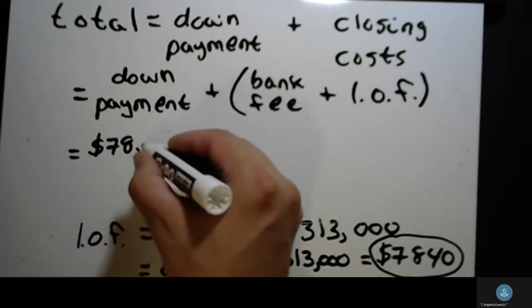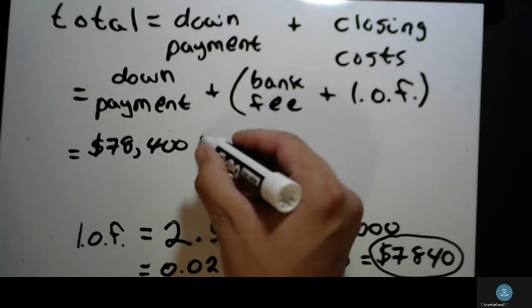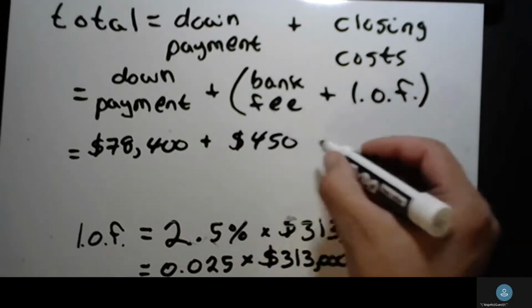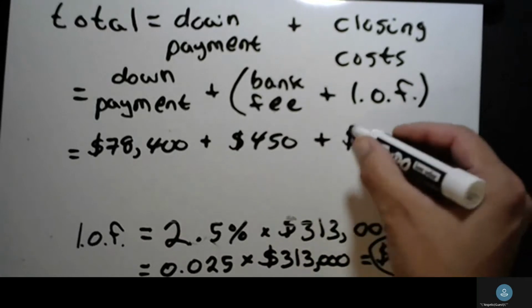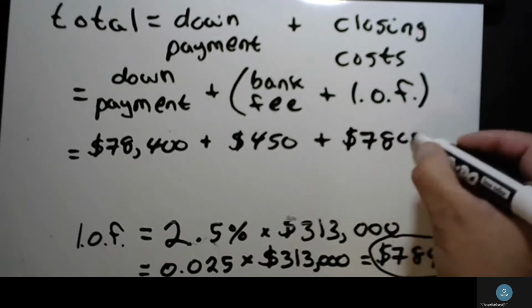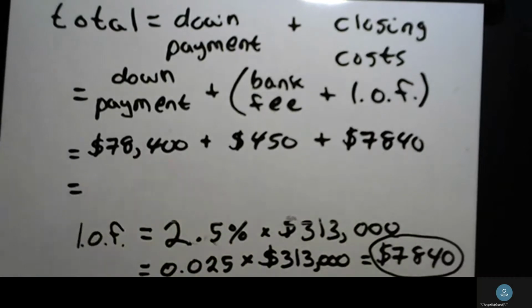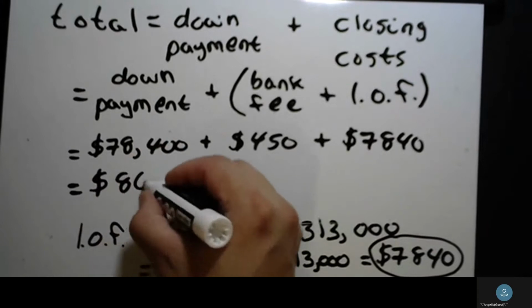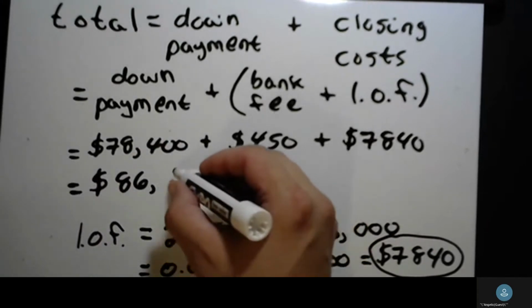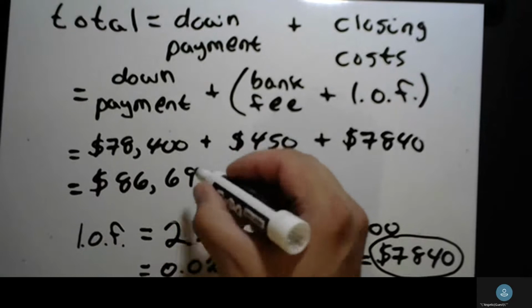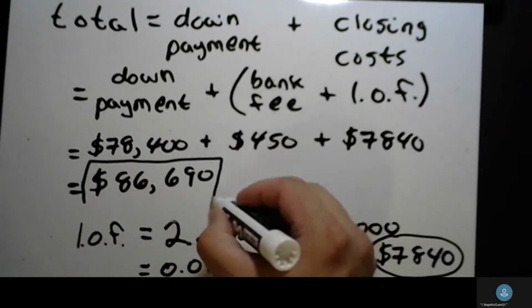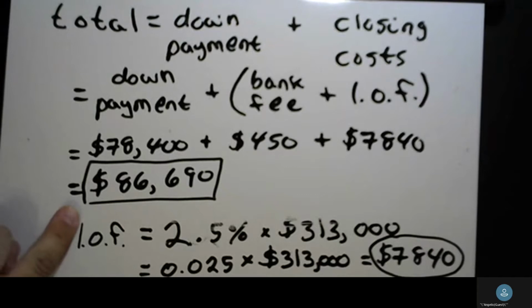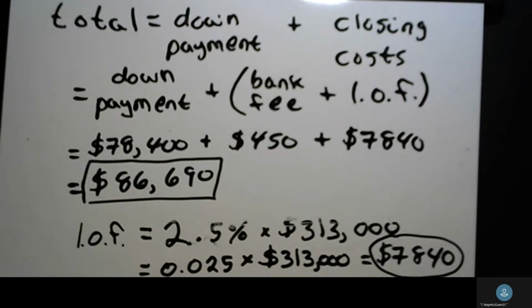Or 78,400 plus 450 plus 7,840. And that comes out to 86,690. So with the down payment and the fees, you've got to come up with 86,690.